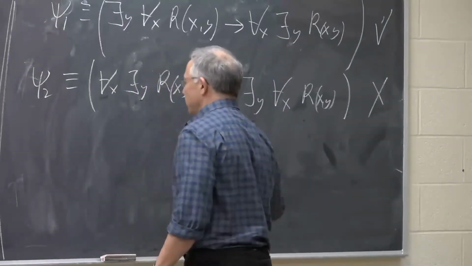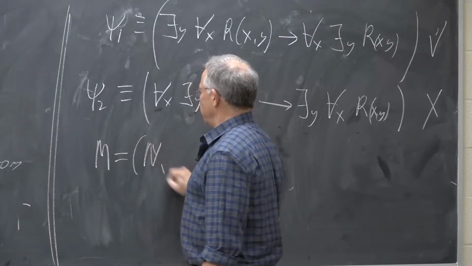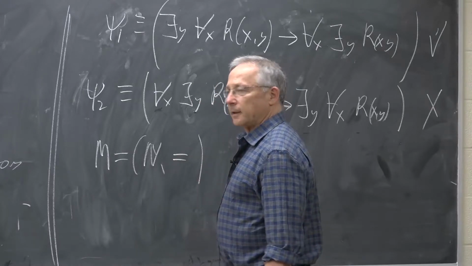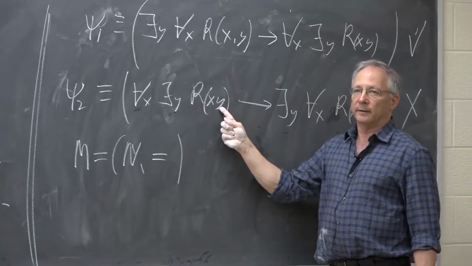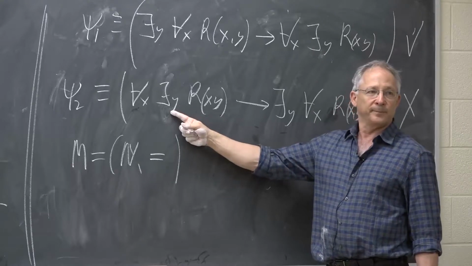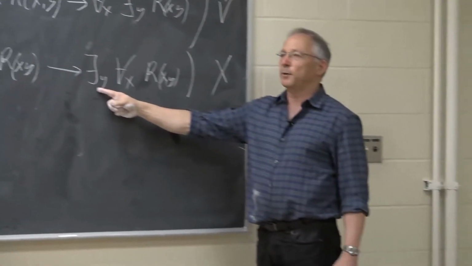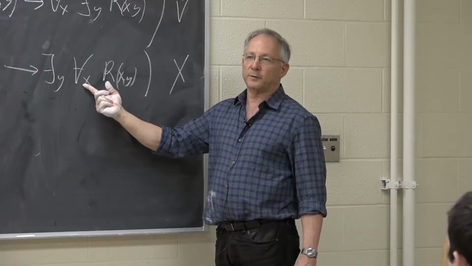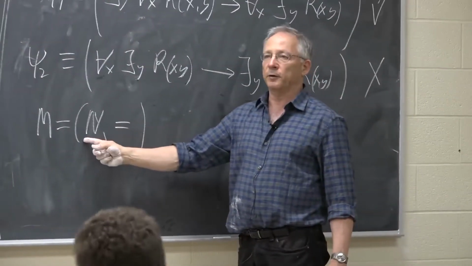So here is one counterexample. Let M be, the universe is the natural numbers, and the relation is equals. So this says for every x there is a y such that x equals y. That's true in my structure, because for every x, who will be this y? X itself. But this formula says there exists a y so that everybody is equal to y. And that's, of course, true only if I have only one element in my universe, and here in my universe I have more than one element.